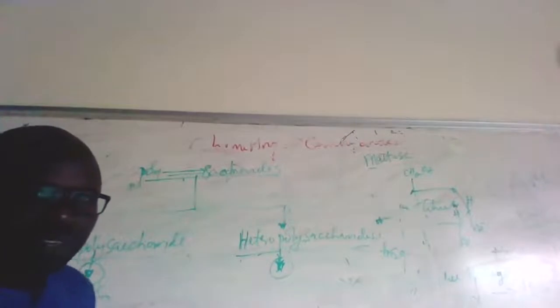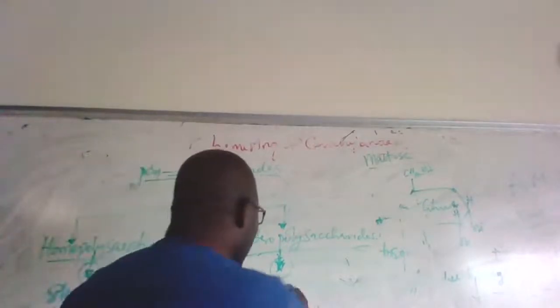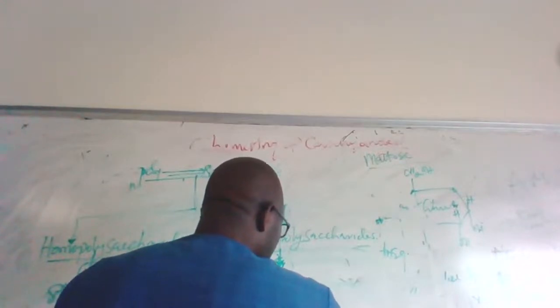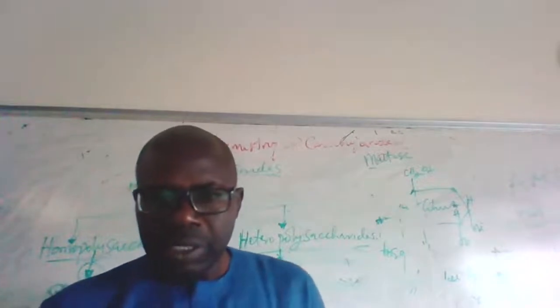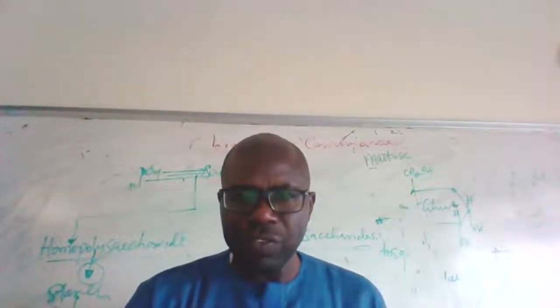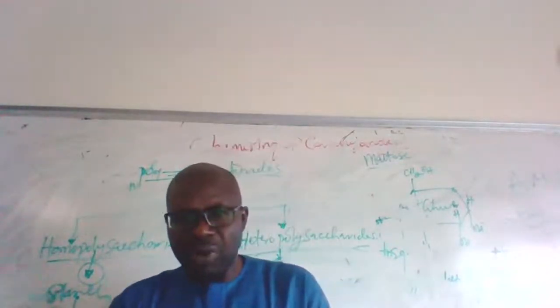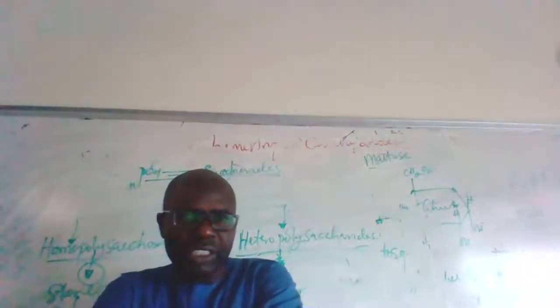Your starch, you have your glycogen. We also have dextrin. For heteropolysaccharides, we have agar, we have pectin, we also have inulin. These are groups of classification for different polysaccharides we can see in living organisms.